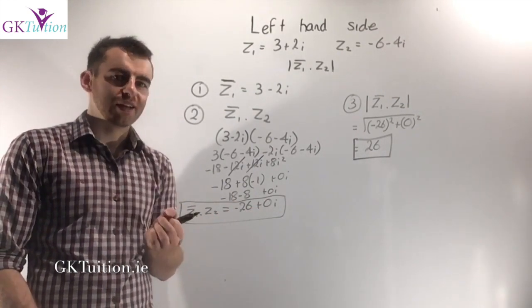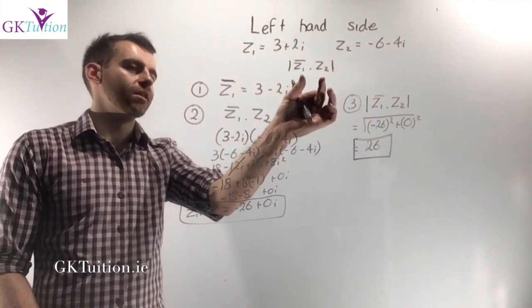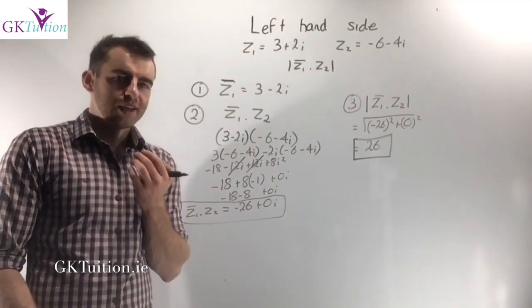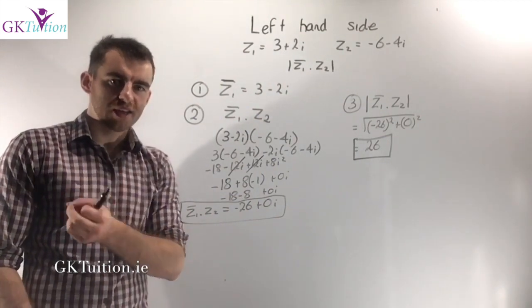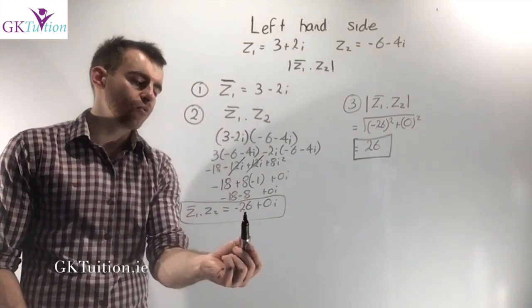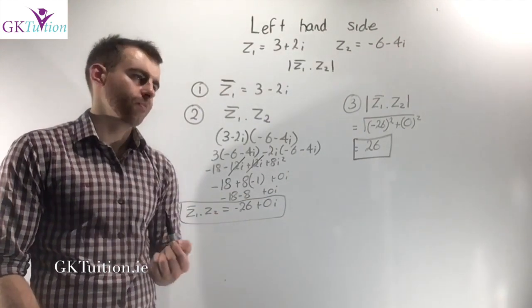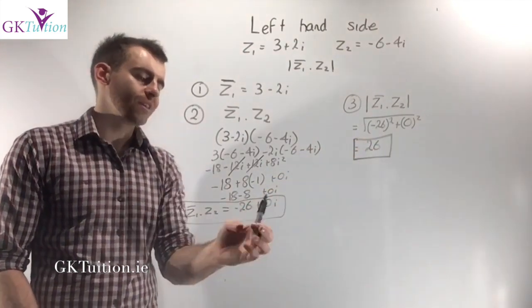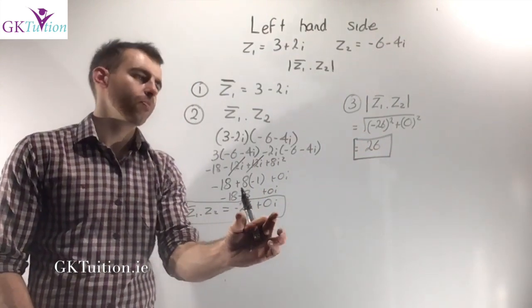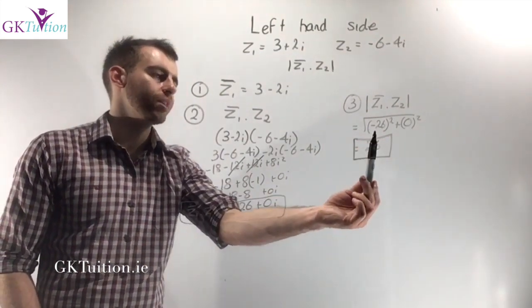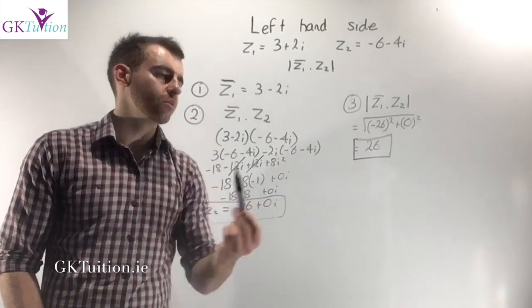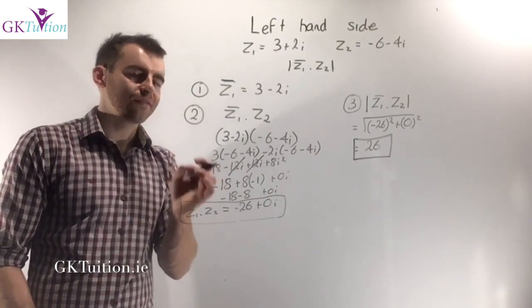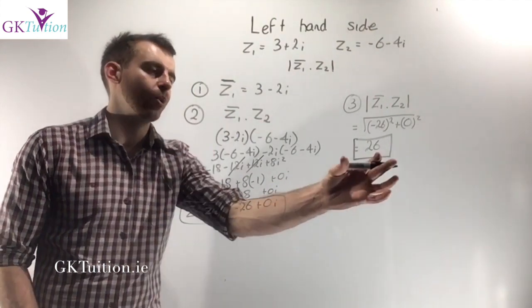And ultimately on the left hand side, I was asked to find the modulus of this, the modulus of minus 26 plus 0i. Remember, to get the modulus, it's the square root of a squared plus b squared, where a is the real number and b is the number in front of the i. So in this case, the modulus of the conjugate of Z1 by Z2 is just the modulus of this complex number, which works out as the square root of minus 26 squared plus 0 squared. And if you plug that into your calculator, it works out as 26. So the left hand side simplified fully in this case is 26.